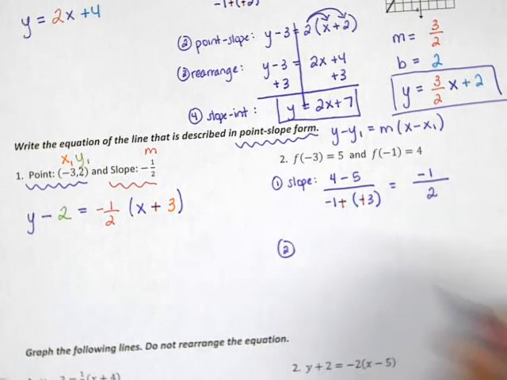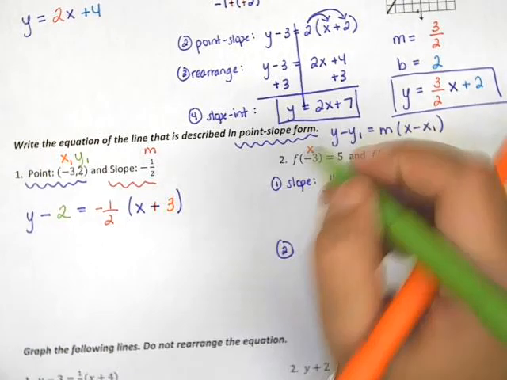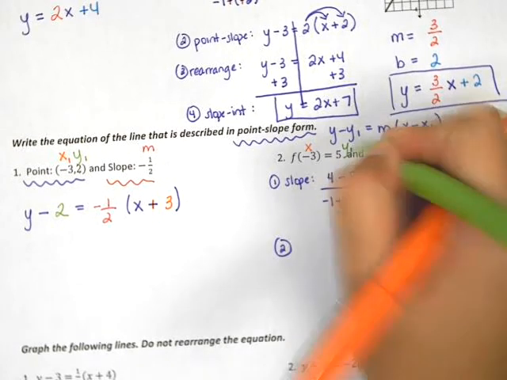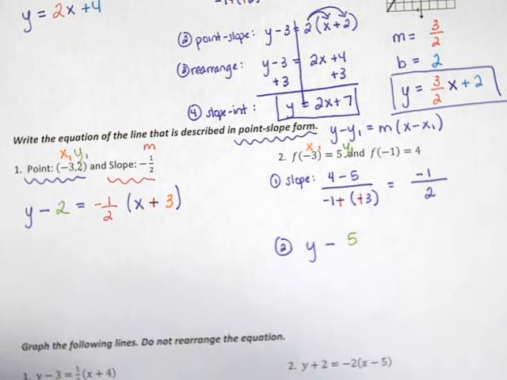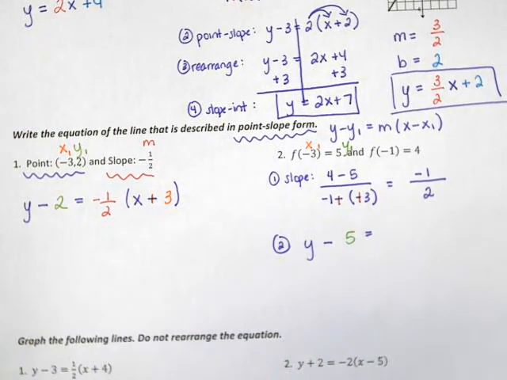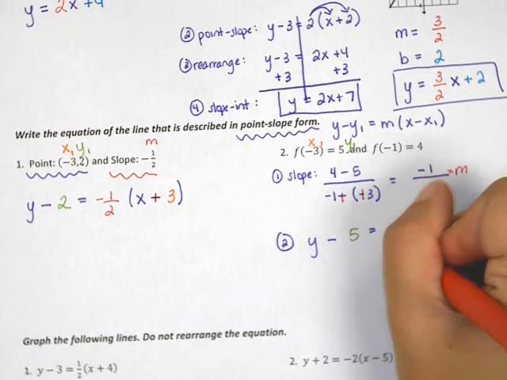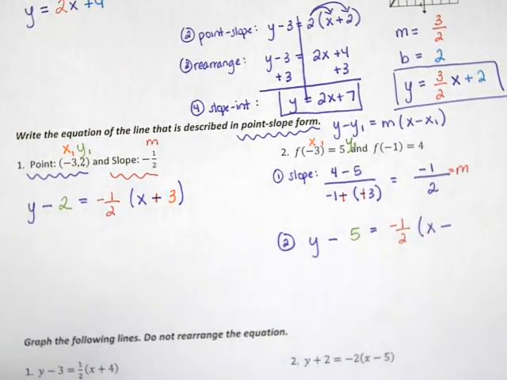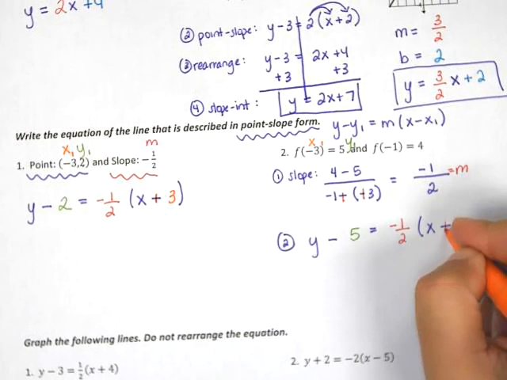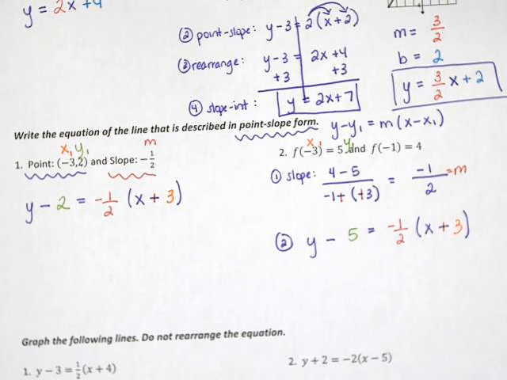Then I would fill in my point-slope form. Now I'm going to use the first x and the first y. You could technically use either one. It doesn't matter. So then I would have y minus whatever the y was, which is 5, equals your m, which we just figured out. So negative 1/2, parentheses, x minus whatever your first x is, which is a negative 3. So it turns this into a plus 3 because two negatives make a positive, and I'm done.